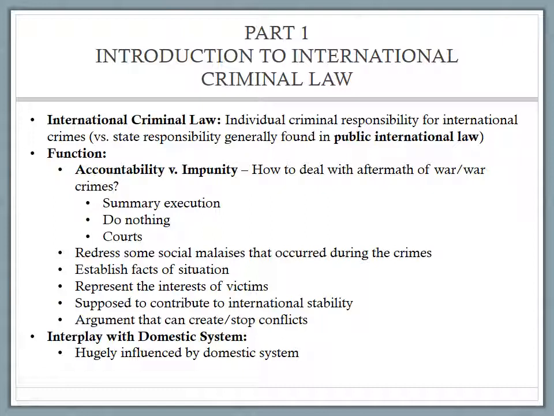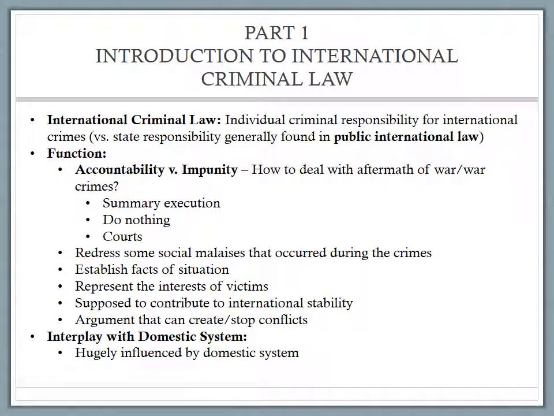It is individual criminal responsibility for international crimes, as opposed to state responsibility for acts, which is generally found in public international law. Now, what is the function of international criminal law? Arguably, it provides accountability in the face of impunity, or no responsibility if nothing were to be done.